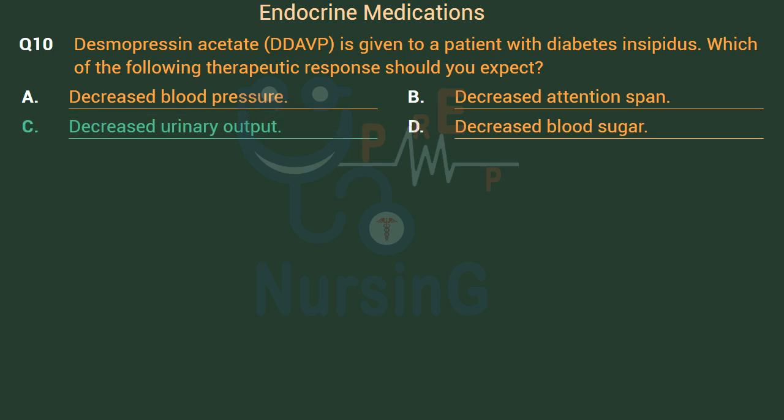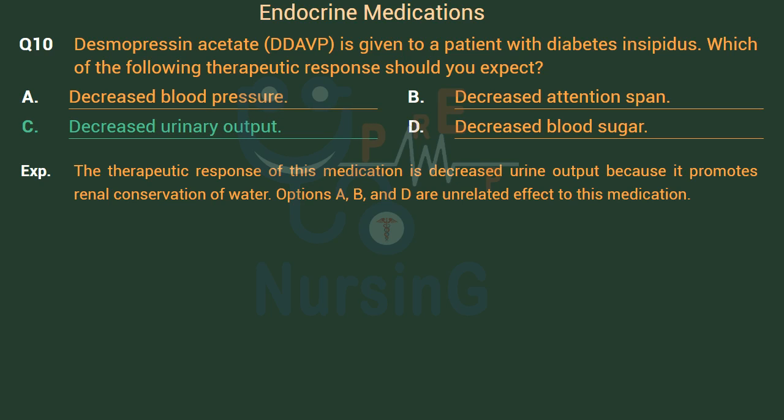Decreased urinary output. The therapeutic response of this medication is decreased urine output because it promotes renal conservation of water. Options A, B, and D are unrelated effects to this medication.